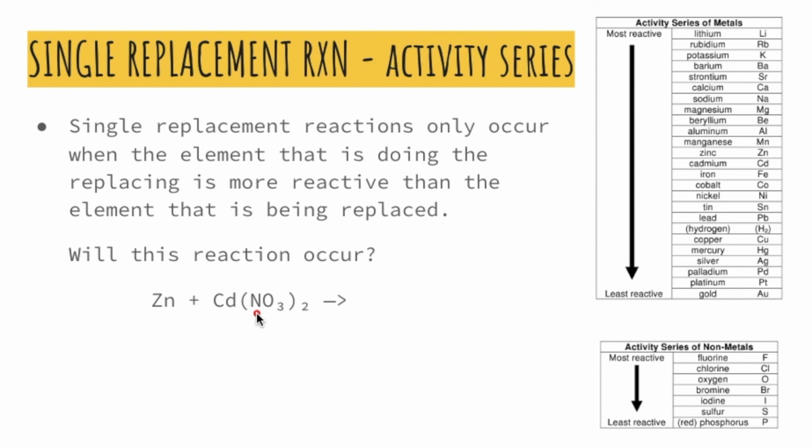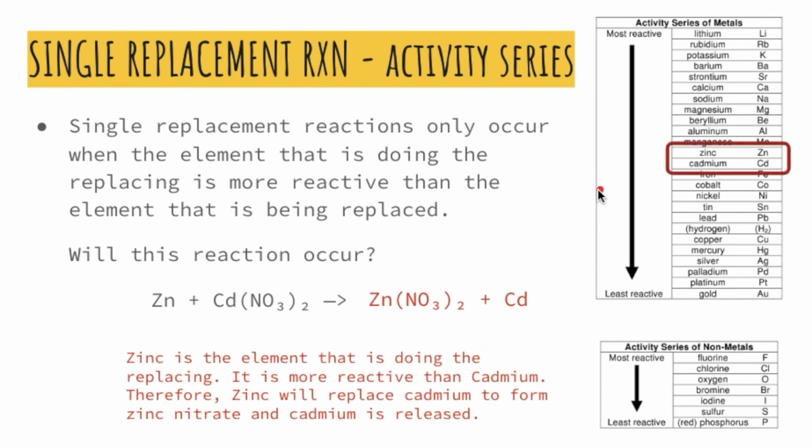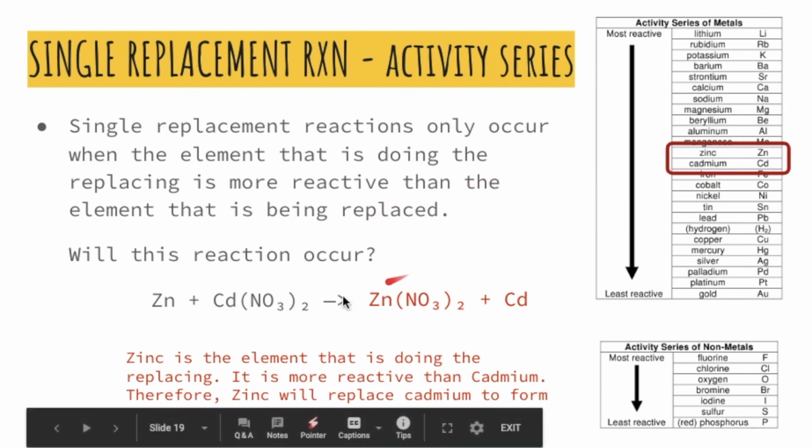Go ahead and try this one. Will this reaction occur? If we put zinc with cadmium nitrate, use your activity series to determine whether this reaction will proceed. Pause this video before going ahead. This reaction will produce zinc nitrate and cadmium. Zinc is the element that is doing the replacing. It is more reactive than cadmium, as seen in our activity series. Therefore, zinc will replace cadmium to form zinc nitrate, and the cadmium that was previously here is now released.